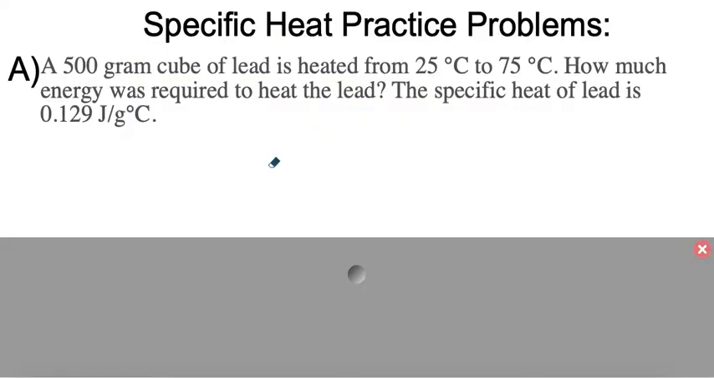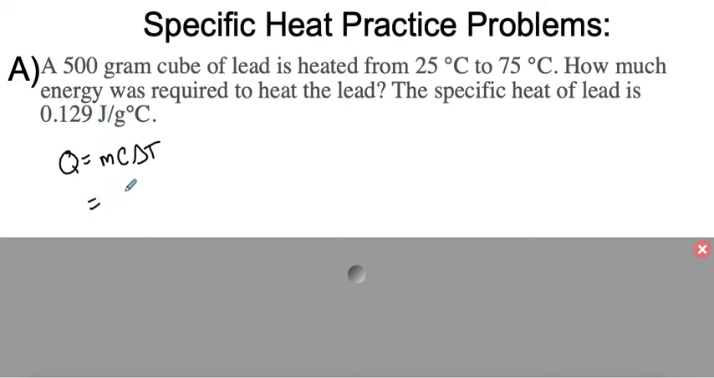So let's try a couple problems to find or use the specific heat of a substance. For this one, a 500 gram cube of lead is heated from 25 degrees Celsius to 75 degrees Celsius. How much energy was required to heat the lead? So we're going to find Q, right? So Q equals mc delta T. The specific heat of lead is 0.129 joules per gram degree Celsius. So again, like I said, this could be calories, it could be joules, whatever we want to use for energy.